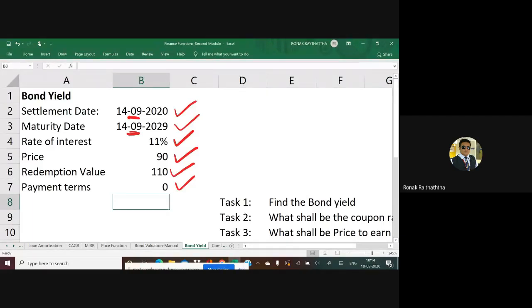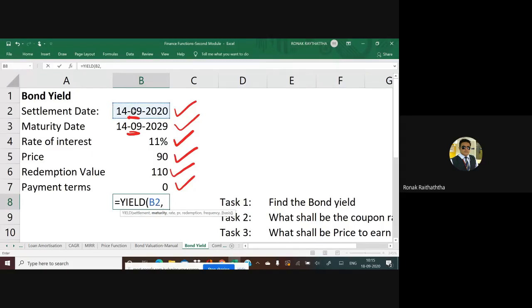Redemption value is 110. And payment terms I am going to explain when the formula will come. So if you want to find the yield from this, there is a function called YIELD, Y-I-E-L-D. Select the yield function. And the first argument in the syntax is the settlement date. I am selecting the settlement date over here.